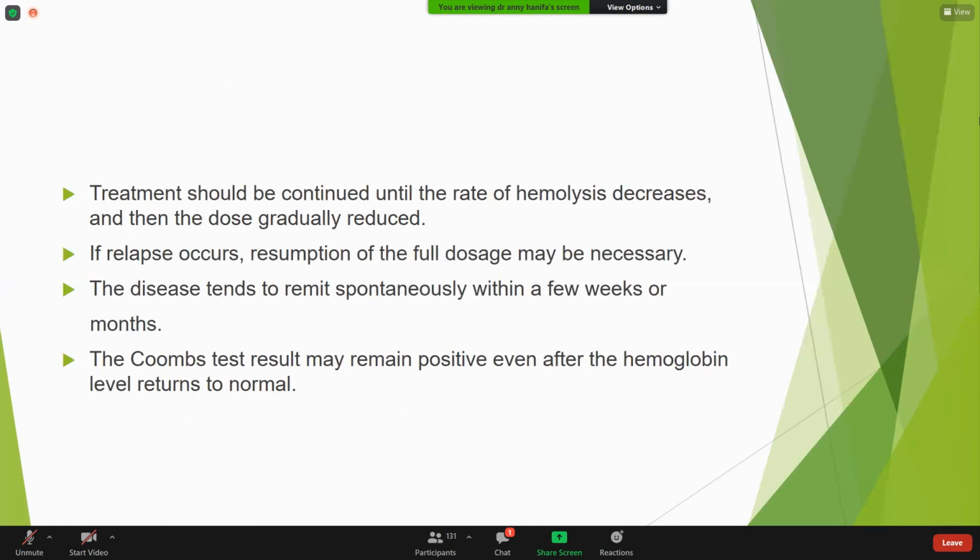Treatment should be continued until the rate of hemolysis decreases, and then the dose gradually reduced. If relapse occurs, resumption of the full dose may be necessary. The disease tends to remit spontaneously within a few weeks or months, and the Coombs test result may remain positive even after the hemoglobin level returns to normal.